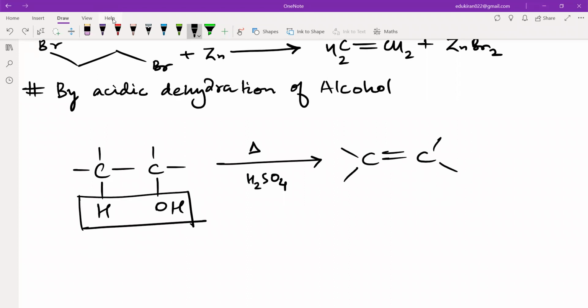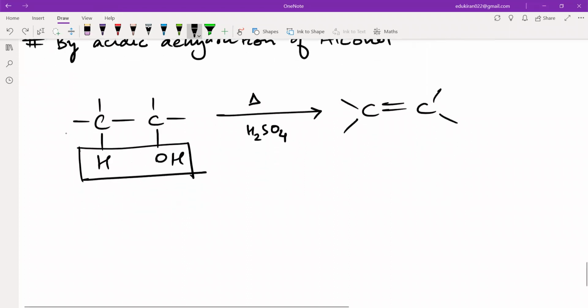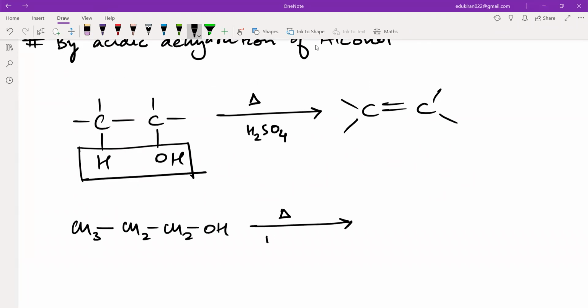That means if I use CH3, CH2, CH2, OH with some heat and H2SO4, then what will I be getting? I will be getting CH3, single bond, CH, hydrogen will be removed from here and OH will be removed from here, CH double bond CH2. Easy, right?